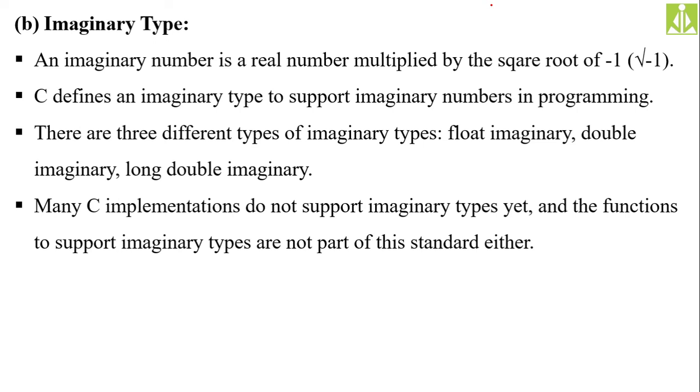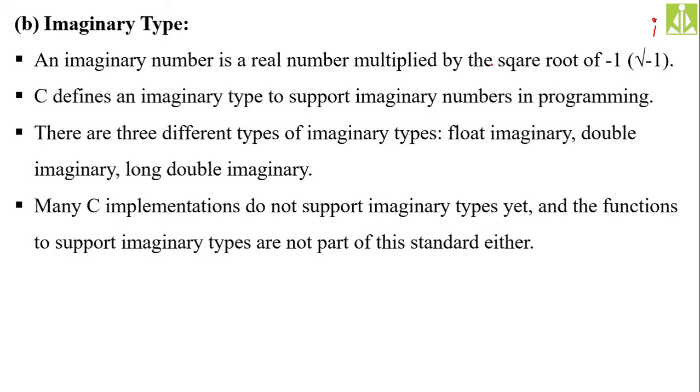Okay, so an imaginary number is a real number multiplied by the square root of minus 1, isn't it? We call this square root of minus 1 as i, the imaginary number. Maybe you might have done calculations on imaginary numbers in your mathematics. To represent those numbers, we go with these imaginary types.